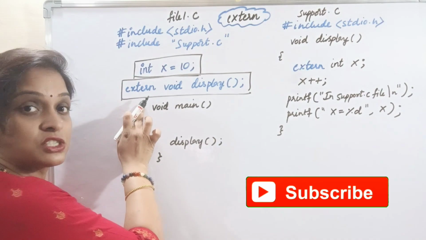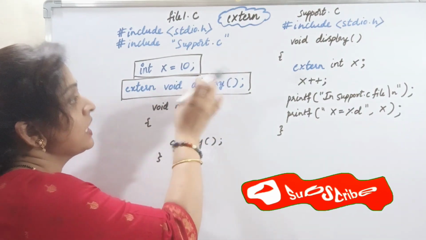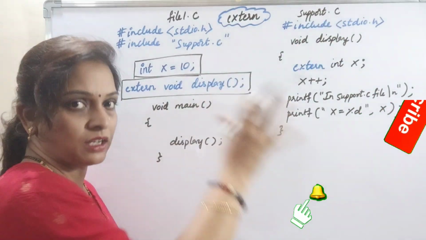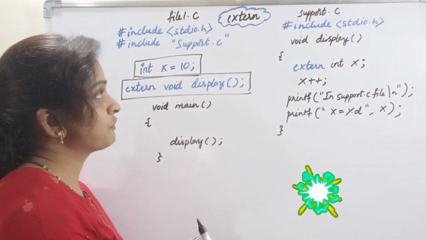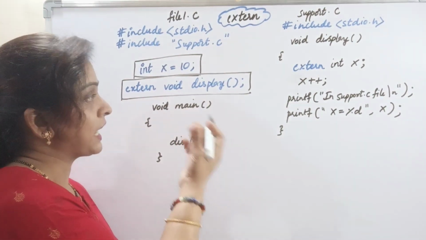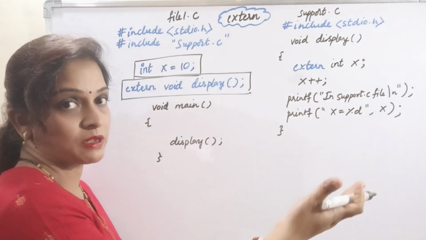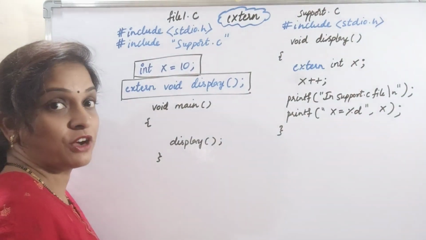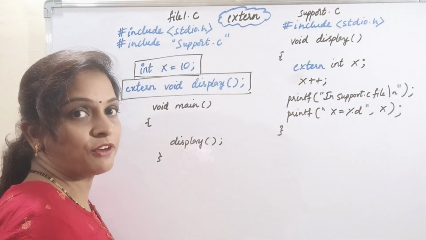So I say extern void display. Means to say this is the external function that is available in some other file. Assuming this is a whole project and we have multiple files. This is the first file and second file. And we are accessing this display as a global function. So that is defined somewhere else. Right. And in the main function, we are calling this display function.